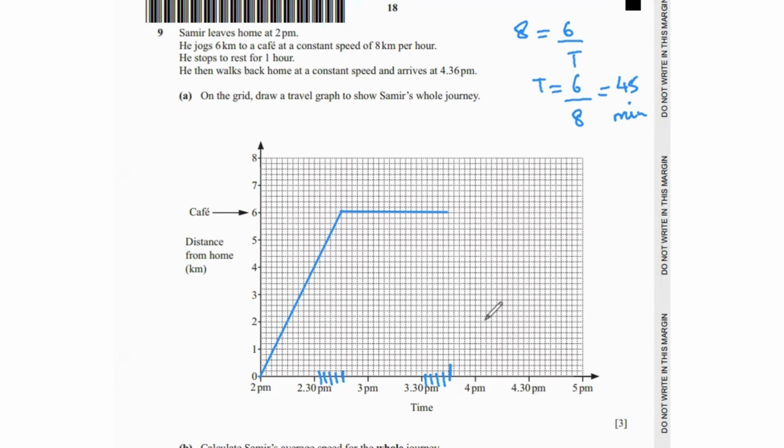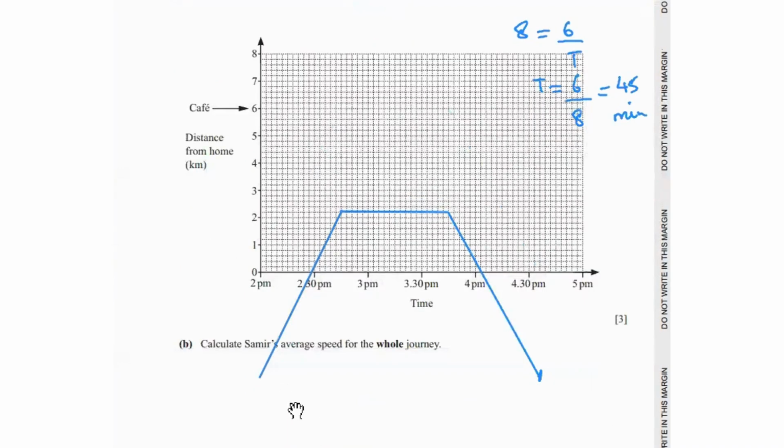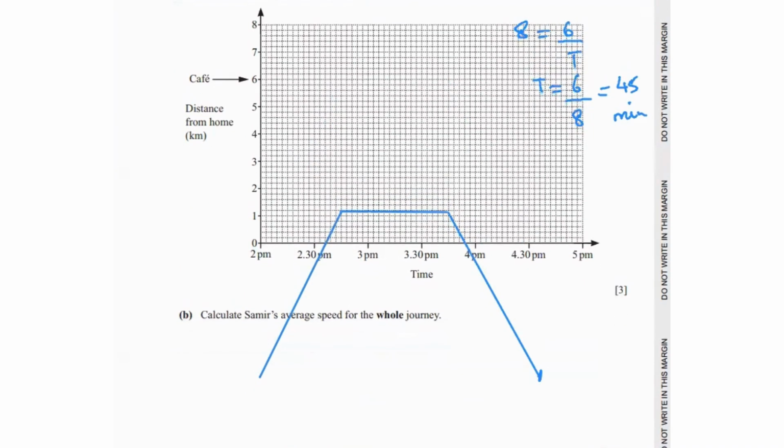If there are 10 divisions between 30 minutes, so each small division is 3 minutes. So this is 4:36. This is when he's arriving home. So this is our graph. Then it says calculate Samir's average speed for the whole journey.